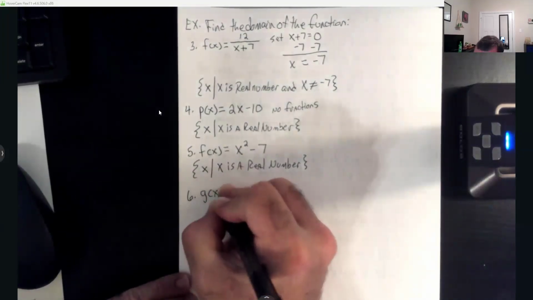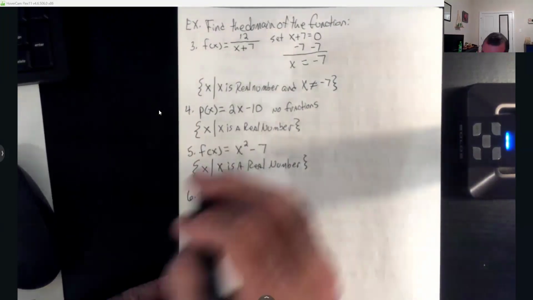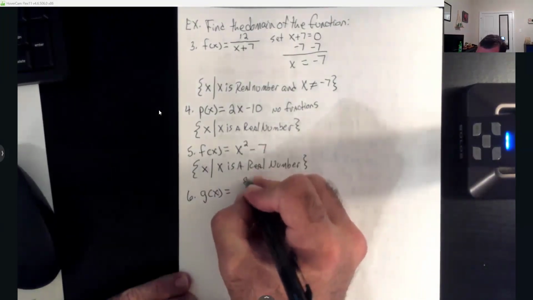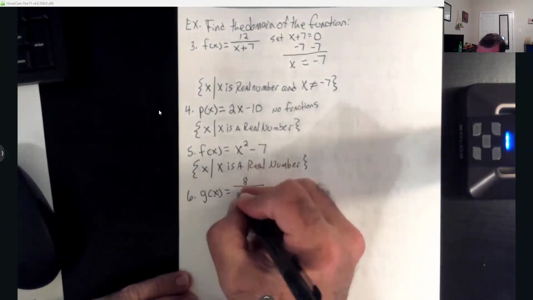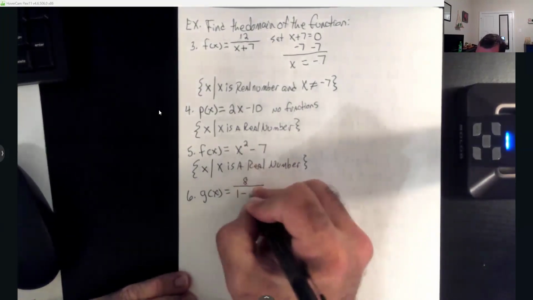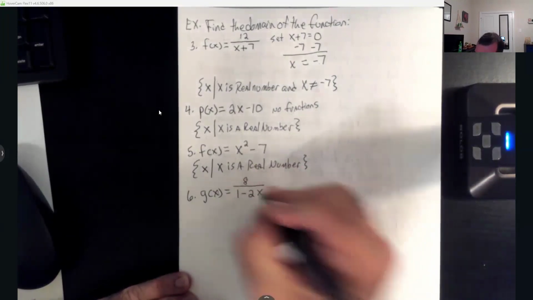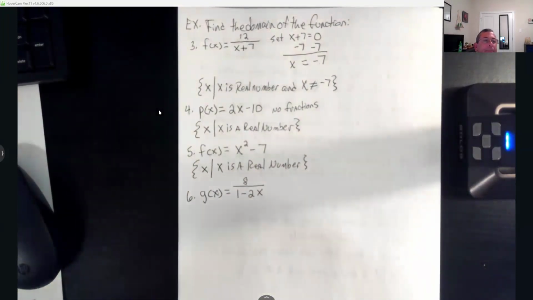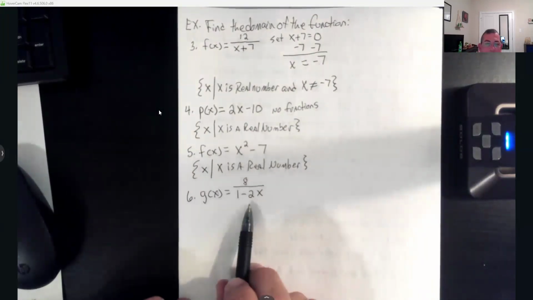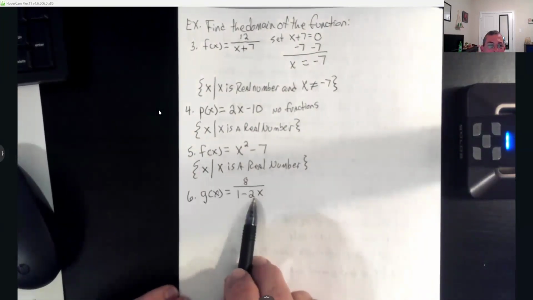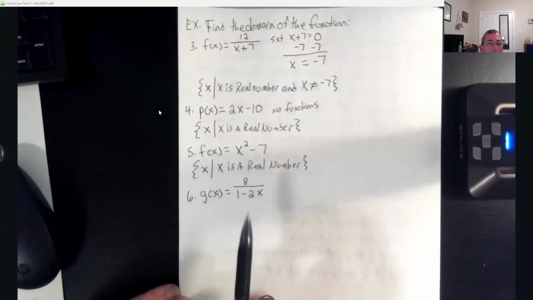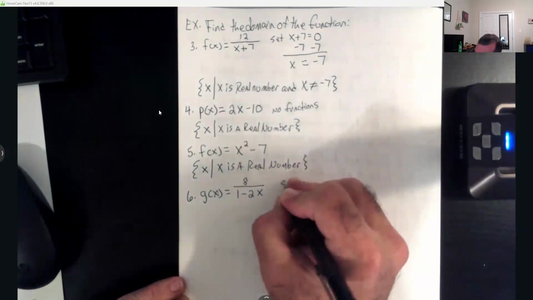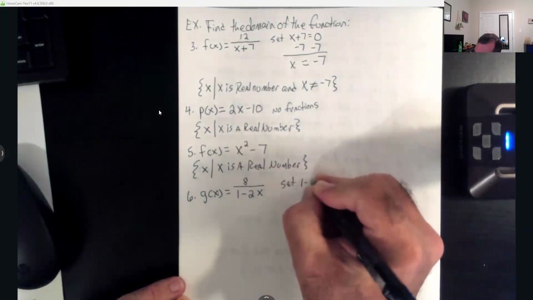All right, y'all. So number 6 has g of x equals 8 over 1 minus 2x. Uh-oh, y'all, I do have a fraction again. But remember, we're only worried about our denominator. So you're going to set 1 minus 2x equal to 0.